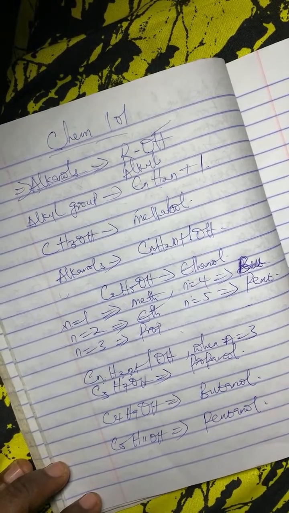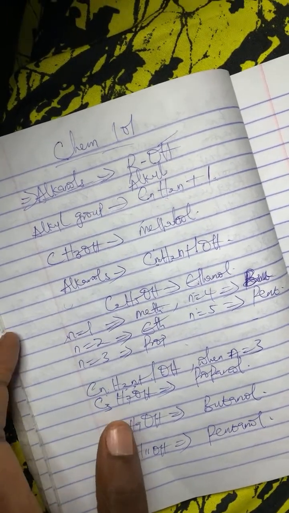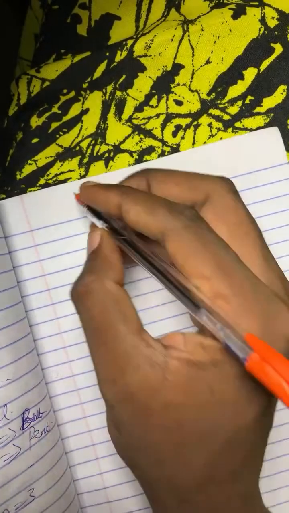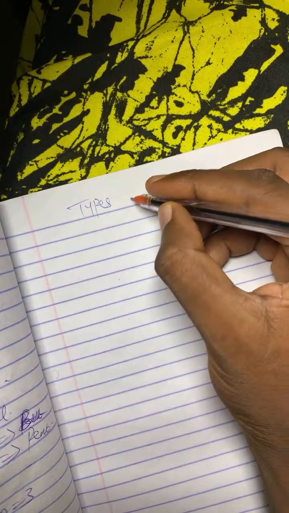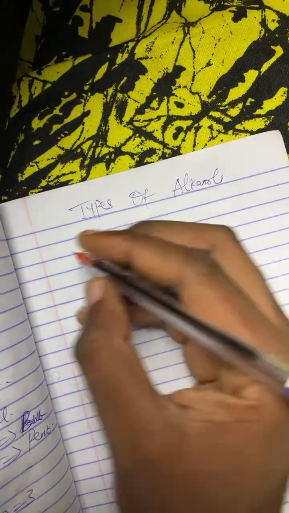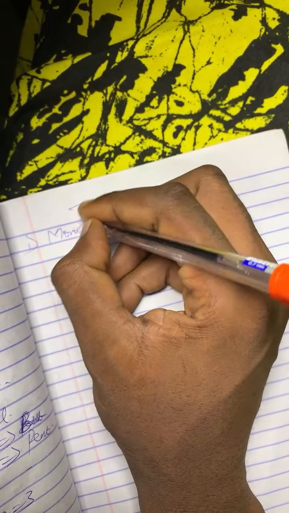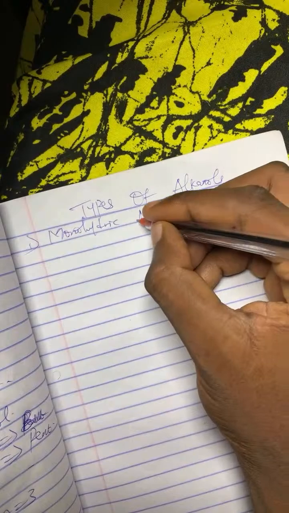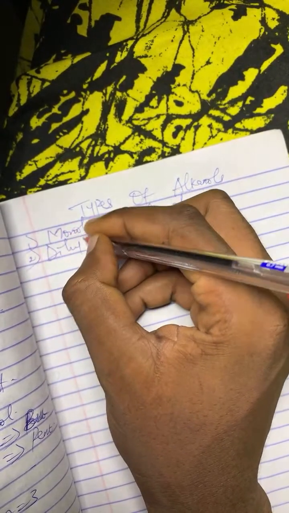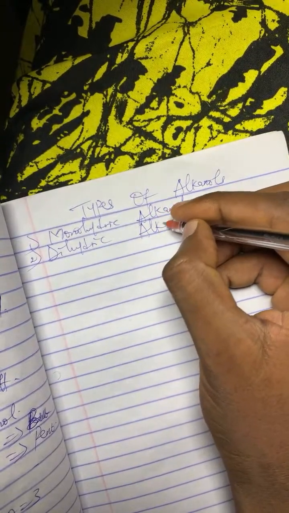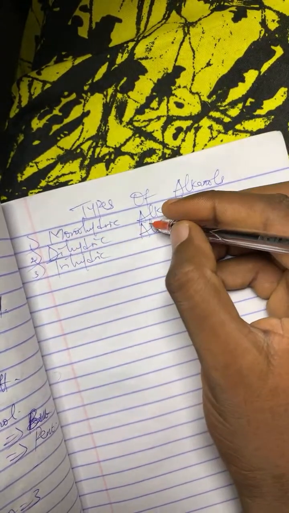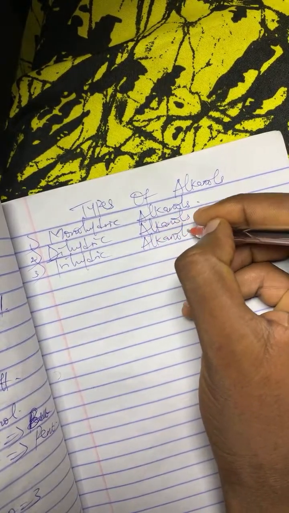Now, let's look at the types of alkanols. When we're talking about types of alkanols, there are 3 types that we must follow in this particular session. If you don't call it alkanols, you call it alcohols. There are 3 major types of alkanols. Number 1, monohydric alkanols. Number 2, dihydric alkanols. I will look at them one after the other. Number 3, trihydric alkanols. They usually ask this question in JAMB past questions.